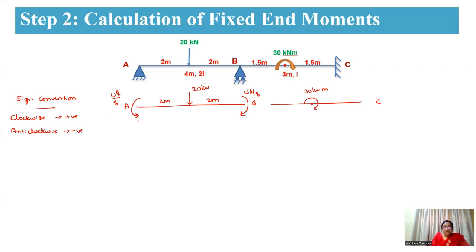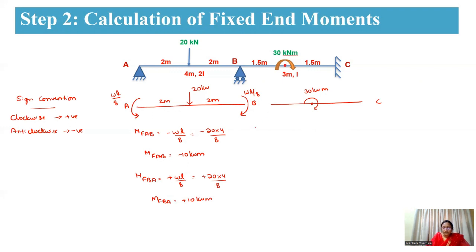Here for AB span, as it is an anti-clockwise moment, you can write the fixed end moment MFAB will be equal to minus WL by 8. That means minus 20 into 4 by 8, so MFAB will be equal to minus 10 kilonewton meter. Similarly, MFBA will be equal to plus WL by 8. As it is in the clockwise direction, that is plus 20 into 4 by 8. Therefore, MFBA will be equal to plus 10 kilonewton meter.